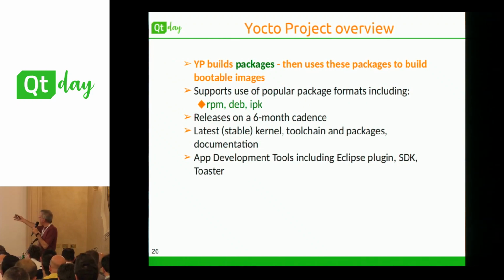It is released very frequently, it is very stable, and it includes all the components that we need to create and deploy our operating system. So toolchain, the packages, etc. There are also some components available to add Eclipse plugins, or it is possible to create an SDK or even a graphical web interface to configure and start the build of the system. It is called Toaster.